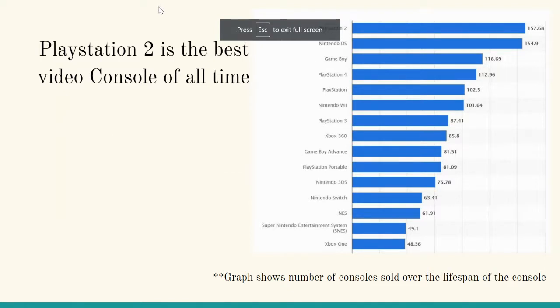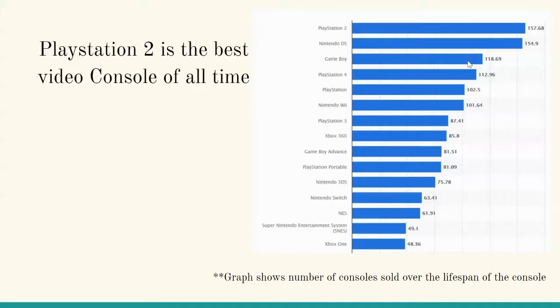PlayStation 2 is the best video console of all time. Okay, so if we look here at this graph, it's giving us a graph about PlayStation 2 and how it sold the most video consoles. So there's some different things we might want to consider on this. We definitely noticed that PlayStation 2 has sold the most, right?